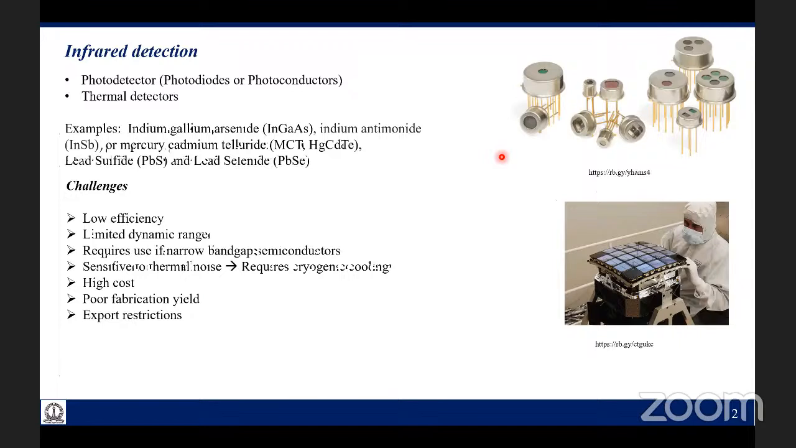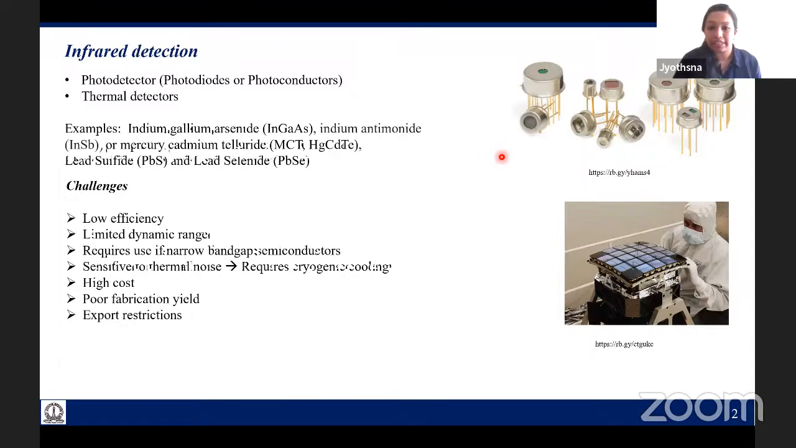So the core of an infrared detection imaging system is the infrared detector, and they can be broadly classified as photo detectors or thermal detectors. Some of the existing infrared detectors are indium gallium arsenide detectors, indium antimonide, mercury cadmium telluride, lead sulfide, and lead selenide. Some of these work under different IR wavelength ranges. Mercury cadmium telluride, which covers a long range of infrared radiation, has been widely used in many imaging systems like FTIR imaging systems, etc.